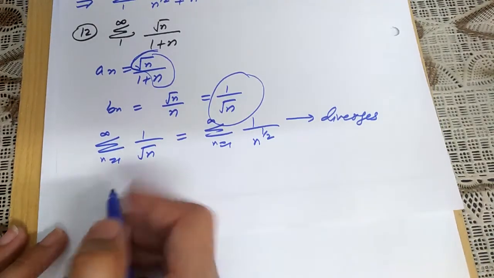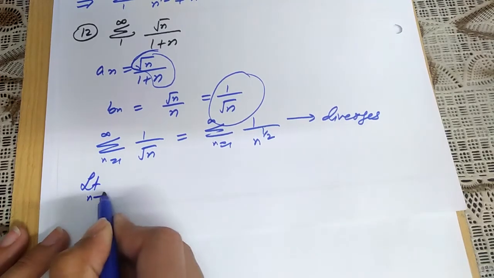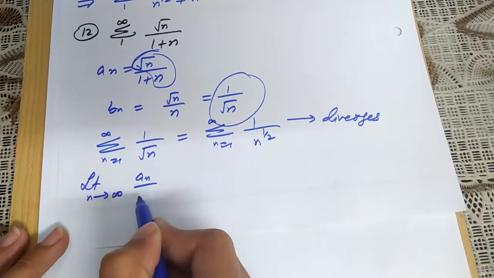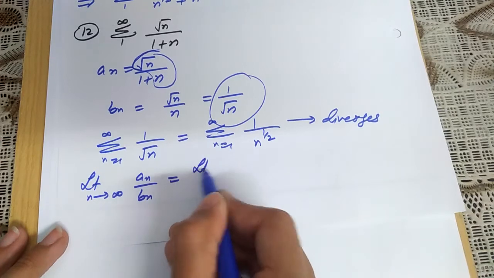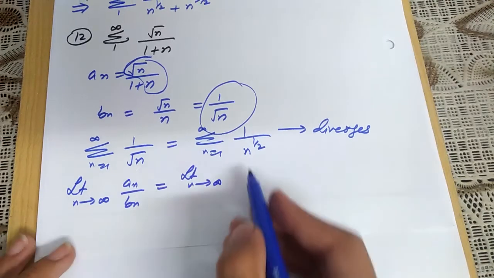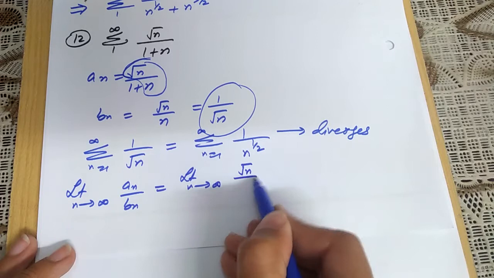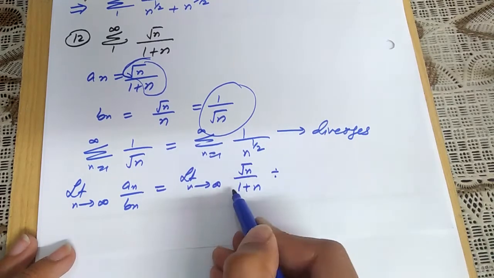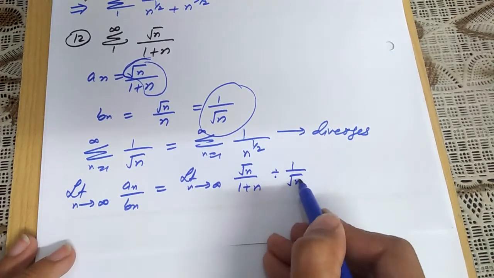And if you observe the limit as n approaches infinity of an over bn, that is equal to the limit as n approaches infinity. What is your an? Under root n over 1 plus n divided by your bn, which is 1 over under root n.